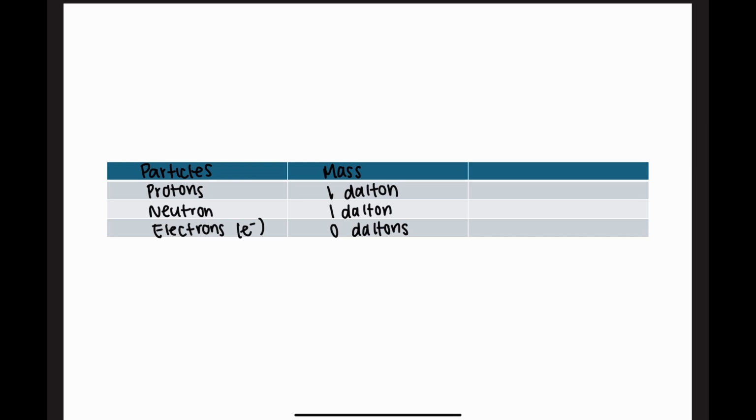I also just wanted to say that we can talk about the mass of these particles in AMUs. It stands for atomic mass unit, which is the same as a Dalton. We also mentioned that these particles have different charges. So what are the charges? Protons always have a positive charge. Neutrons have no charge, which means they are neutral. And electrons will always have a negative charge.